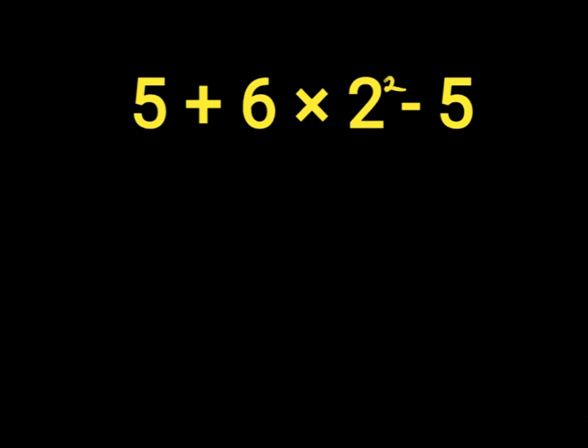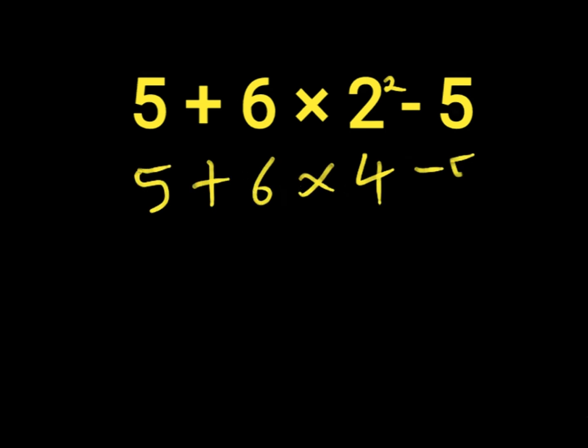So first of all, solve our exponent, which is 2 to the power of 2. 2 to the power of 2 will give us 4. So we'll be left with 5 plus 6 times 4 minus 5.